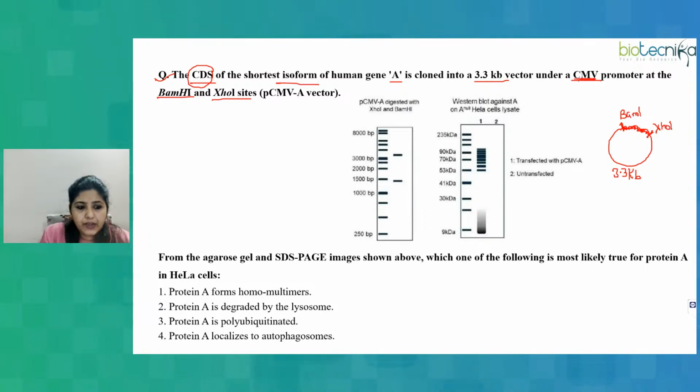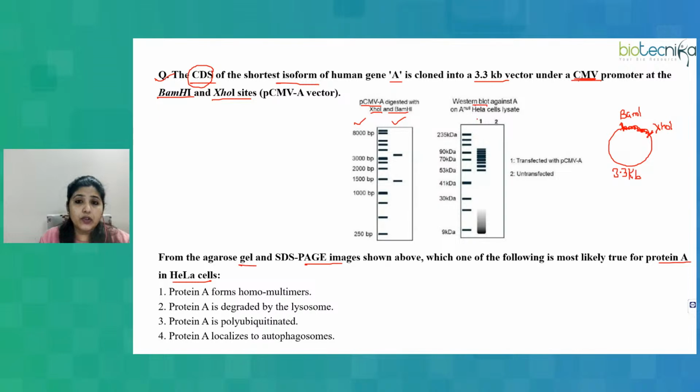Now, it is mentioned: from the agarose gel and SDS-PAGE images shown above, which of the following is most likely true for protein A in HeLa cells? The very first figure is of this vector being digested with XhoI and BamHI. When you perform the digestion with XhoI and BamHI, you can see that we are getting two fragments, right? This figure displays the restriction digestion pattern of the vector with both the enzymes. And the second figure is a Western blot.